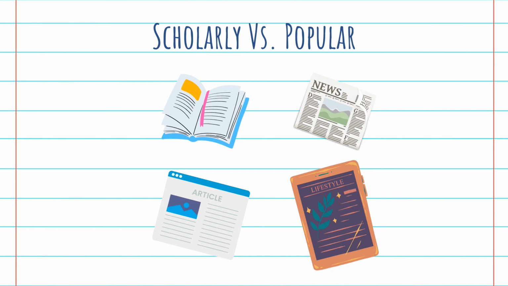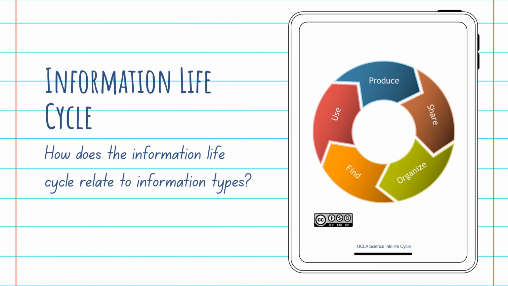Don't worry if you don't know what all these terms mean. We will define them throughout this tutorial, and you can always get help at the library. The cycle of producing, sharing, organizing, and using information is called the information life cycle. As students, instructors, researchers, and librarians, we are all participating in the information life cycle.